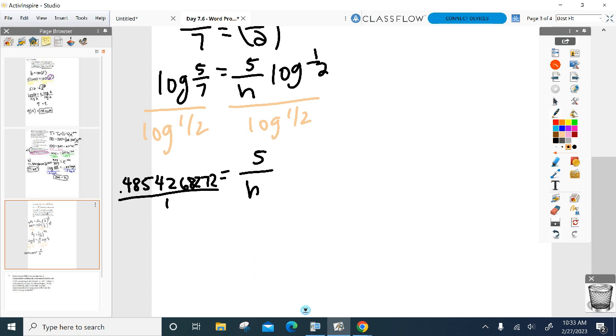Cross multiply now, right? 5 equals 0.485, that decimal, times h. Now everyone can see how you get h by itself. Ooh, look at those rounding directions too. Mind blown. 10,000. How many numbers should I have after the decimal here? 4, right? 1,000th is 3, so 10,000. I should have 4 numbers after the decimal here.